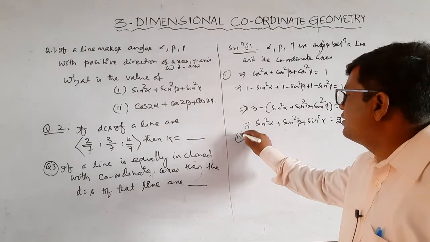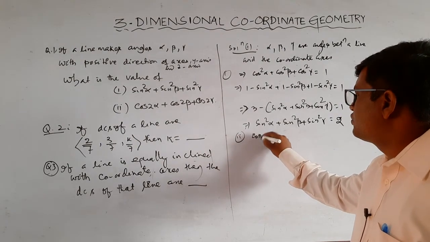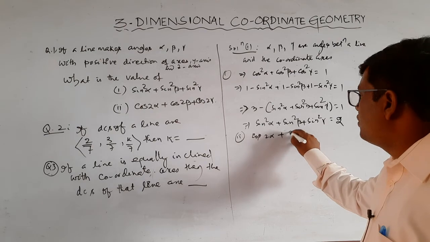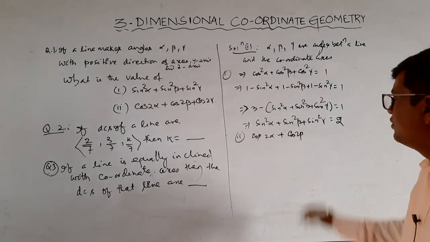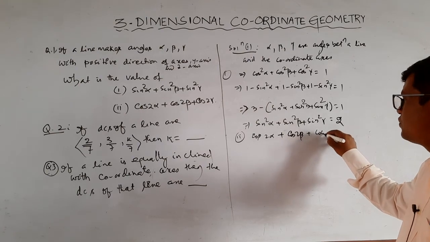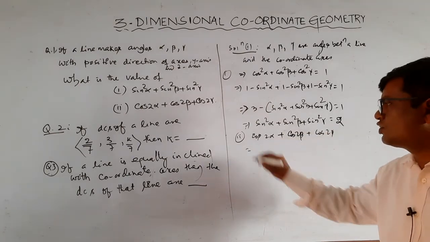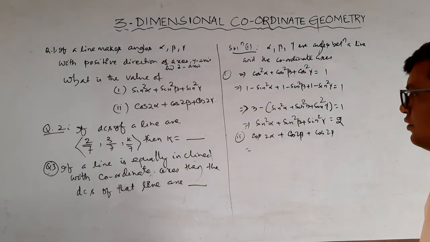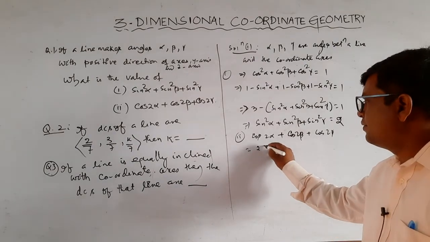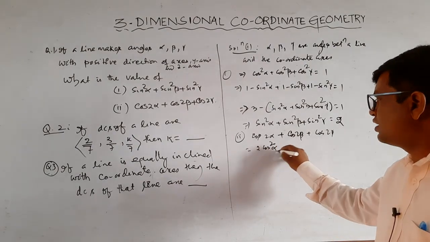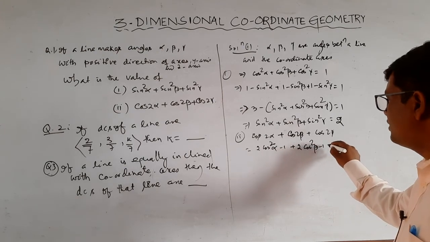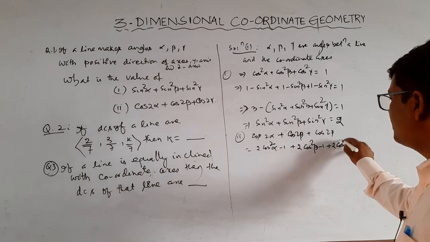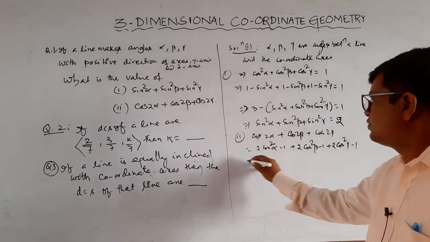Cos 2 alpha, second bit: cos 2 alpha plus cos 2 beta plus cos 2 gamma. Now cos 2 alpha is equal to what? 2 cos square alpha minus 1, plus 2 cos square beta minus 1, plus 2 cos square gamma minus 1.